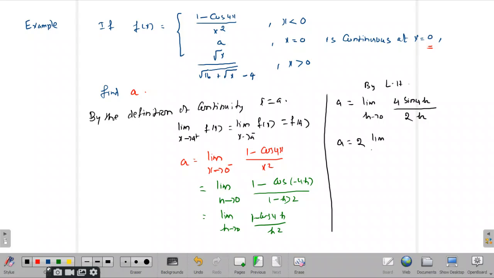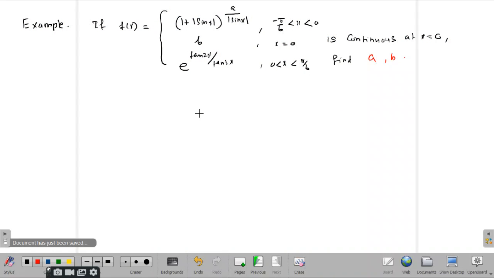Limit h approaches 0, sine 4h by h. Further derivative is not required because this is like the sandwich theorem. A will be equal to 2. Take the coefficient of h alone. What is the coefficient of h in sine 4h? 4. So remember, student, a equal to 8. A equal to 8. And go through it.